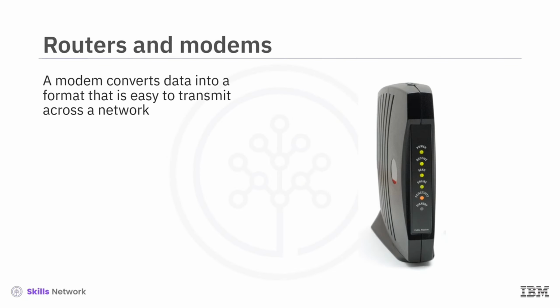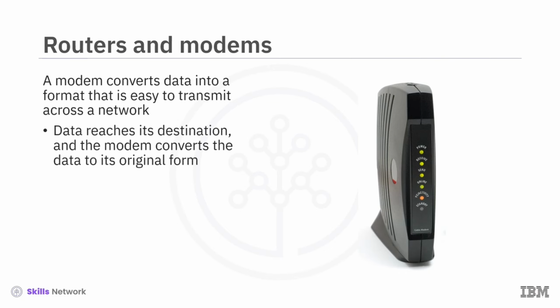A modem, or modulator-demodulator, converts data into a format that is easy to transmit across a network. Once that data reaches its destination, the receiving modem converts it back to its original form. The most common modems in use today are cable and DSL modems.